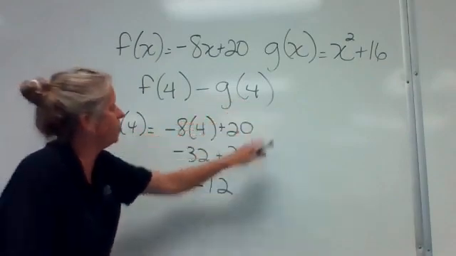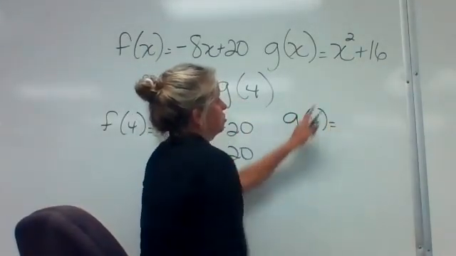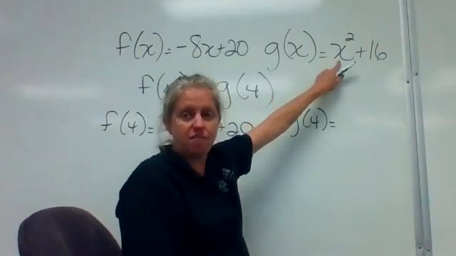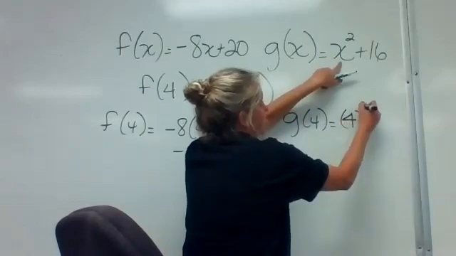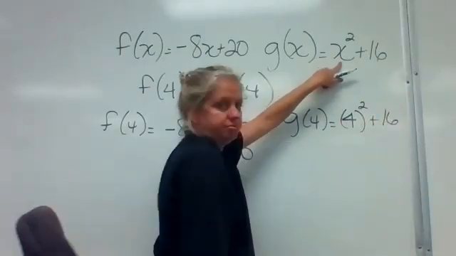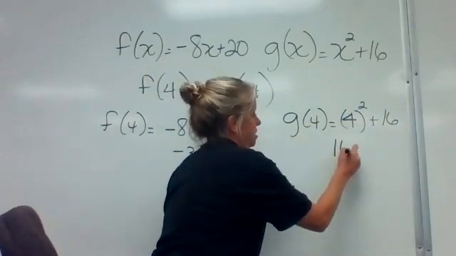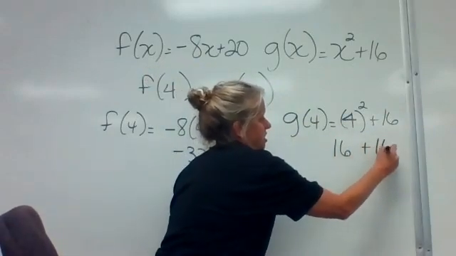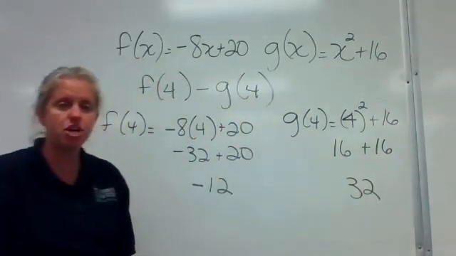Now I need to find g of 4. So replacing my x in the g function with 4. So I have 4 squared plus 16. Well, 4 squared is 16. Bring down that plus 16 to get 32.